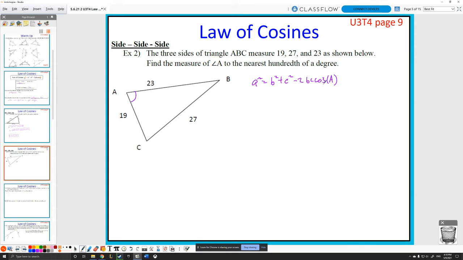Now I do want to solve for cosine, I'm sorry, solve for A first. So I'm actually going to leave everything in terms of their variables and isolate the A first. So I'm going to subtract B squared and C squared. So A squared minus B squared minus C squared is equal to all this, 2BC cosine of A. Then I'm going to divide both sides by this negative 2BC.